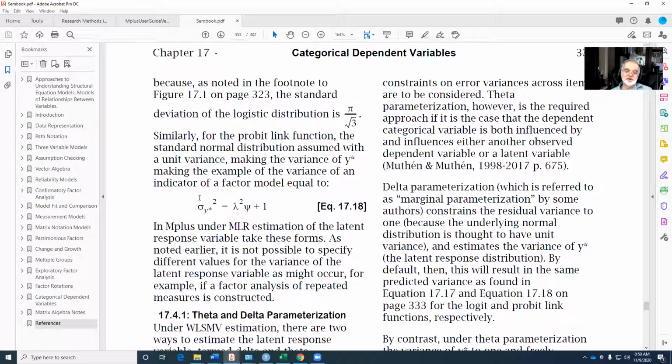And similarly, if I'm playing with the probit function, the variance of the latent response variable is going to be the loading times the variance times the loading plus 1, because my probit standard normal distribution has a variance of 1.